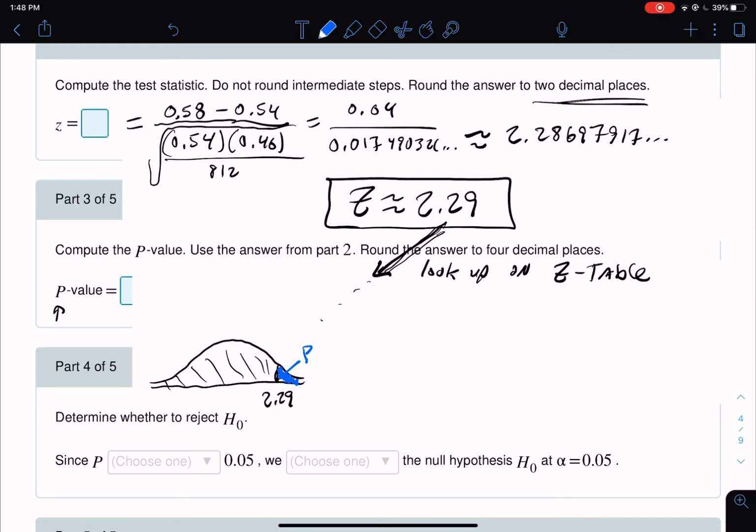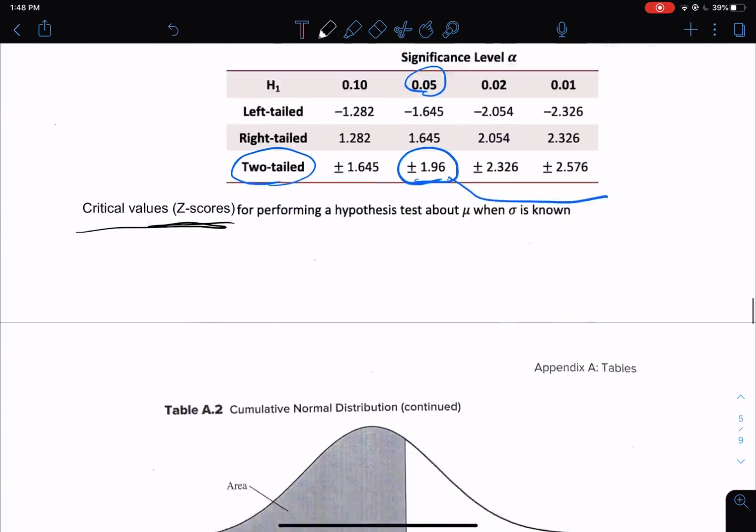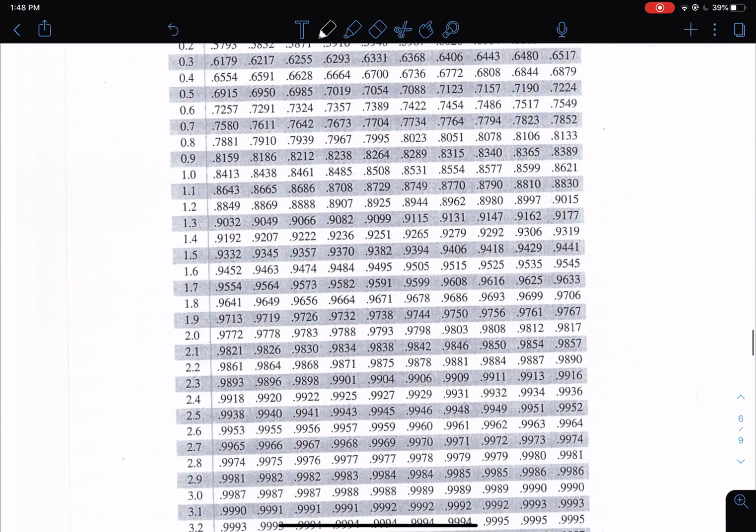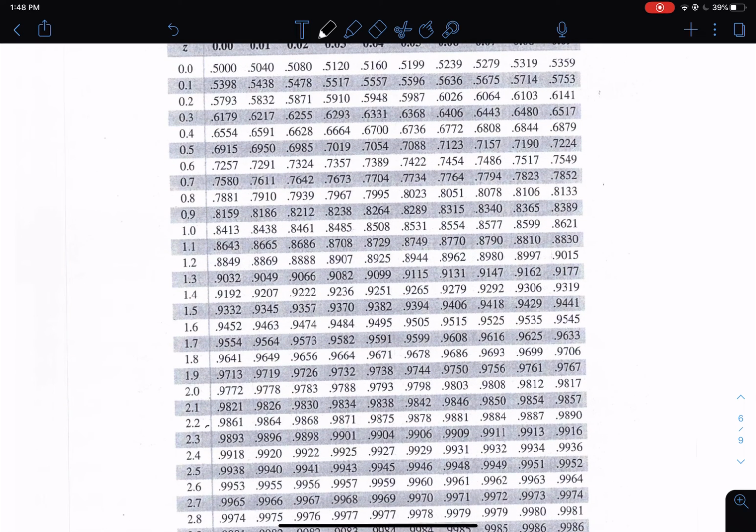You know that z-tables give us the area to the left, so we go to 2.29 and look it up on our z-table. Where's it at? 2.9 is at the end, so 2.29 is right there. That gives us an area of 0.9890.